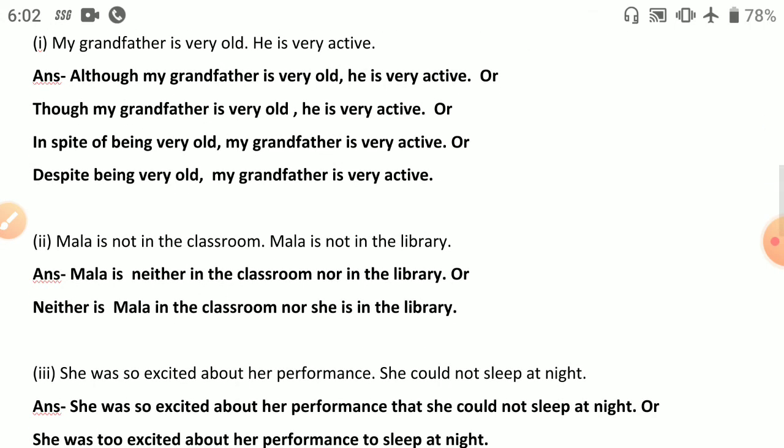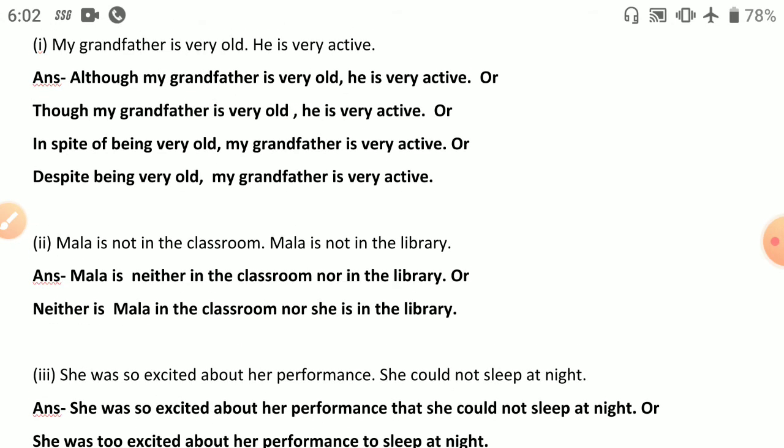Next one: Mala is not in the classroom. Mala is not in the library. So it's a typical example where you can see two negative sentences. So we can use neither nor. Mala is neither in the classroom nor in the library.